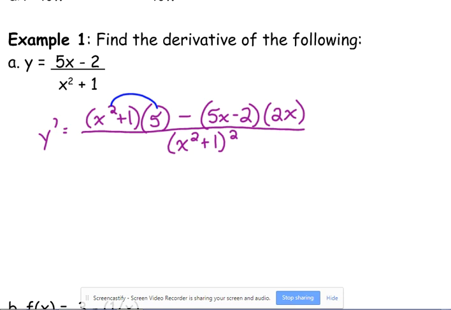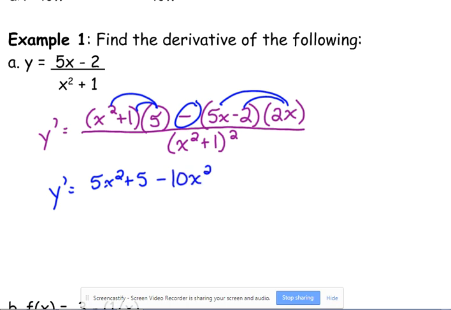So we're going to distribute the 5. Y prime is equal to 5x squared plus 5. We're going to distribute a negative 2x. So we've got minus 10x squared plus 4x. Okay, that's why those parentheses are there. It's very important. Leave the bottom in factored form.